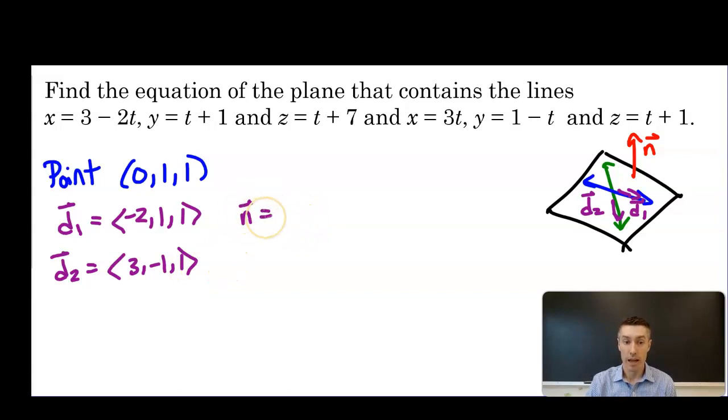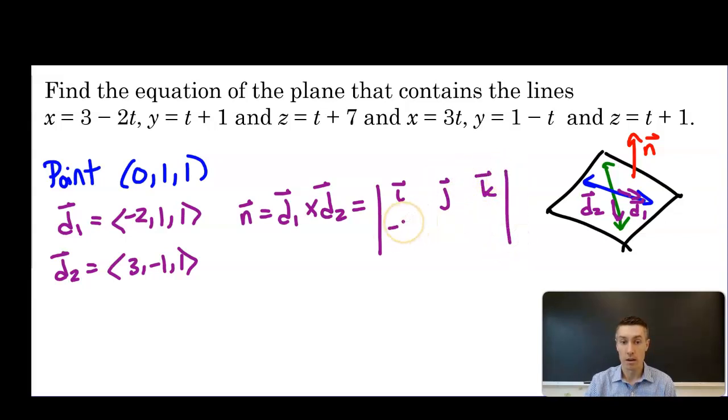The normal vector then will be the cross product of our two direction vectors. So set it up, i, j, k, negative 2, 1, 1, 3, negative 1, 1, and pause the video, finish the problem out all the way through the equation, and then play and see how you did.